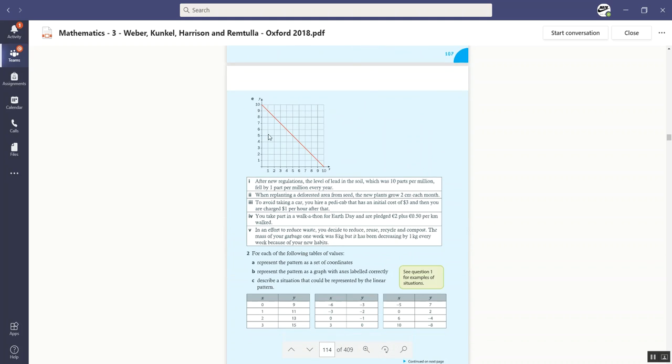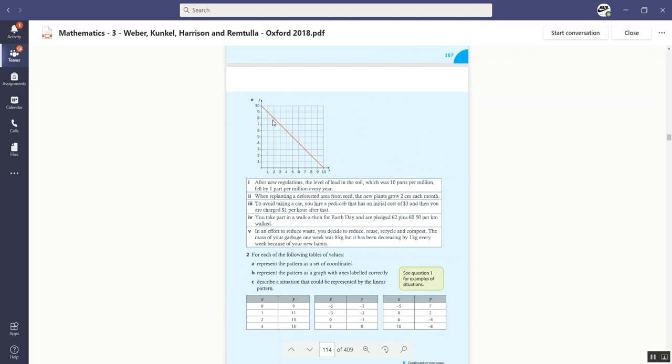And we can see after 1 year, it's gone down to 9. After 2 years, it's gone down to 8. It's going down by 1 every year. So this would be represented by E. Good. I don't think I can write on this, which is annoying. I don't know why not. Okay, what about the second one? Who wants to read the second one for me? Josh? When replanting a deforested area from seed, the new plants grow 2 centimeters each month.